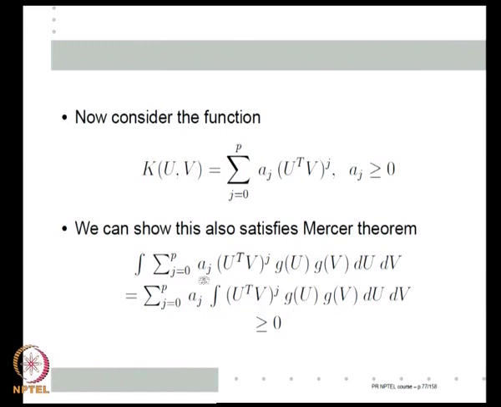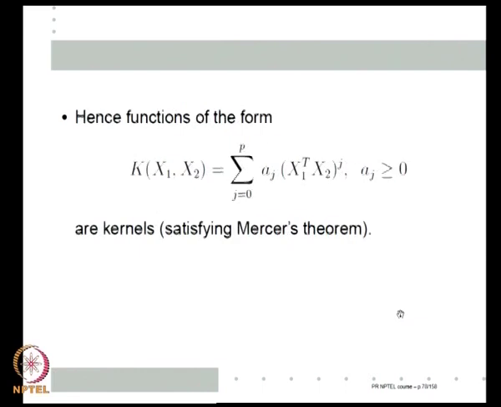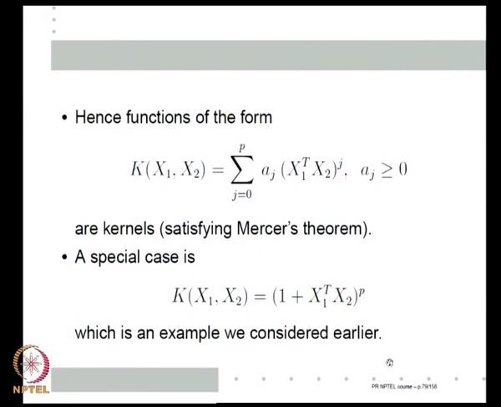right. Now, this integral I know is positive, because I already showed that (u transpose v) to the power j is a kernel. So, because the a_j's are positive, this is true, right. So, what this means is that functions of the form k(x1, x2) equal to the summation over j from 0 to p of a_j (x1 transpose x2) to the power j are kernels. What is the special case? (1 plus x1 transpose x2) to the power p.